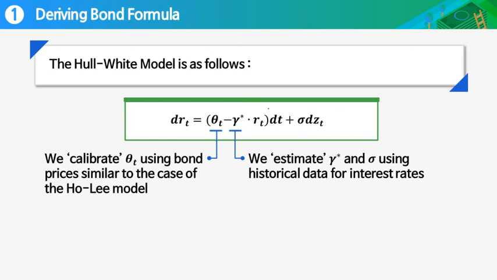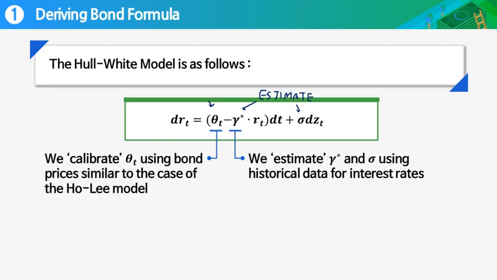Okay? So similar to the Ho-Lee model, we want to calibrate this one. We estimate this one and this one on historical data, and we calibrate. Then the question is, it is very similar to the Ho-Lee model, but why do we use the Hull-White model?